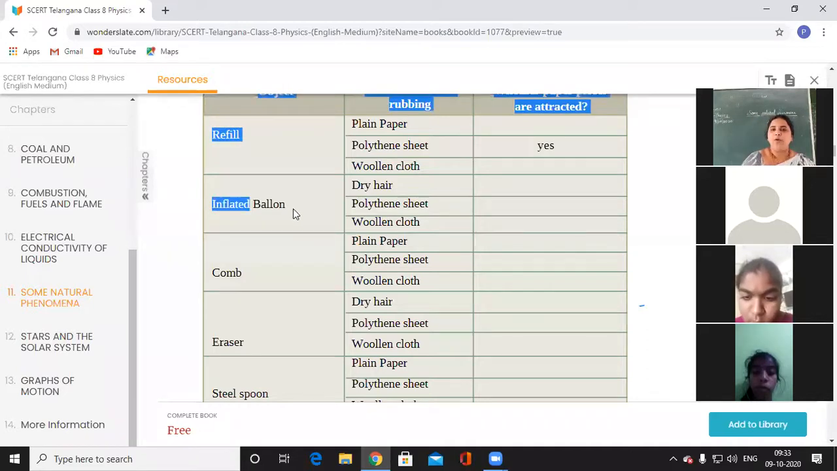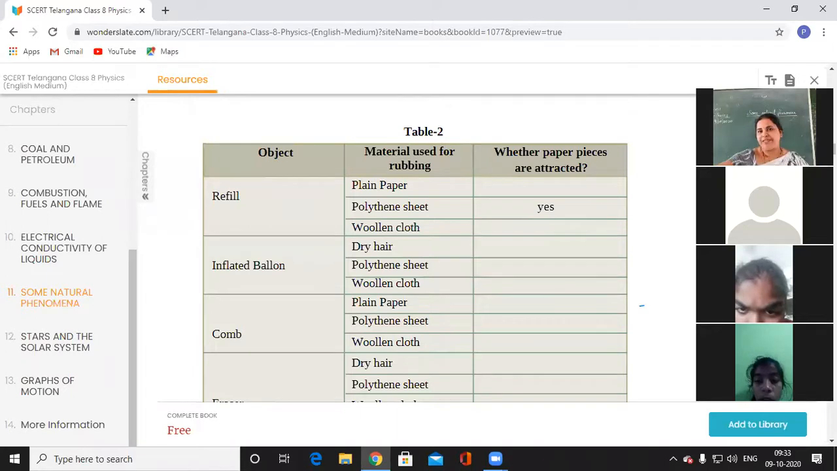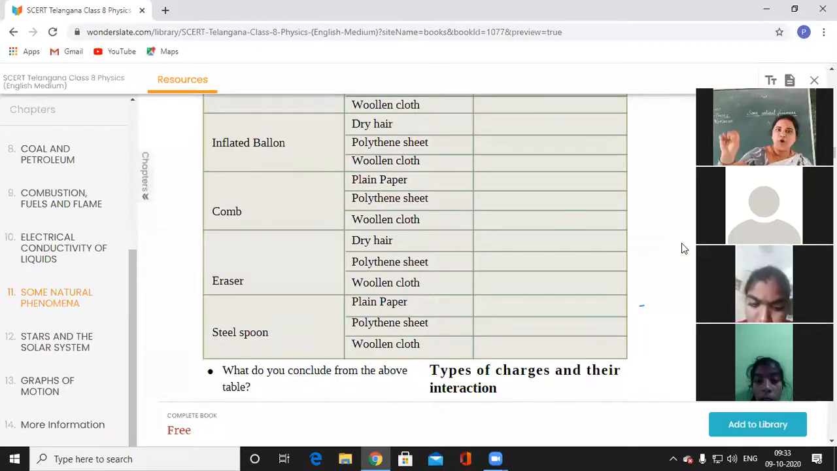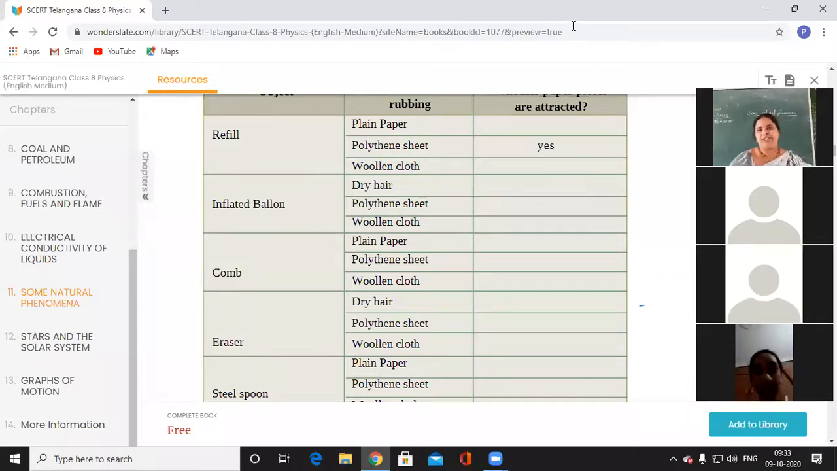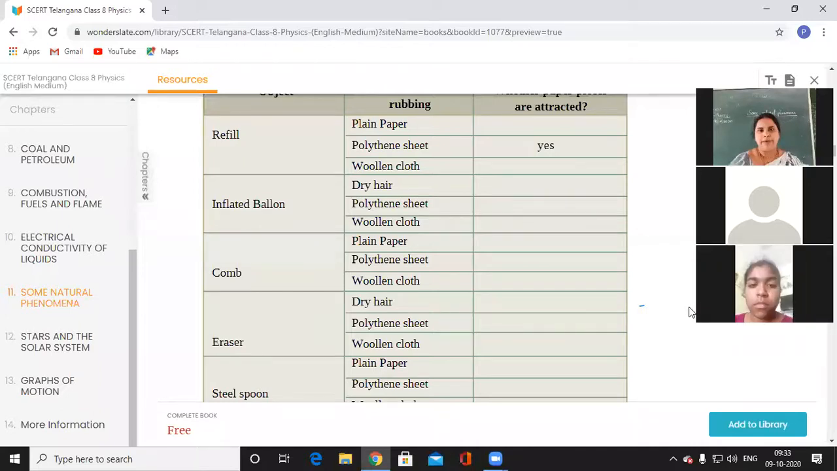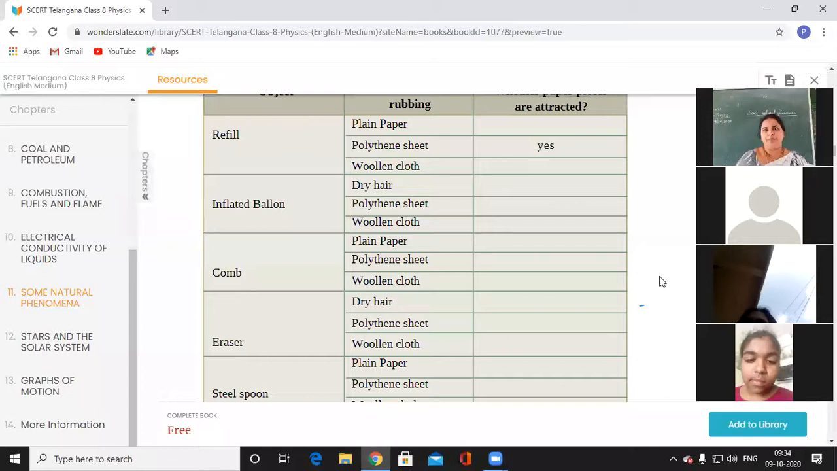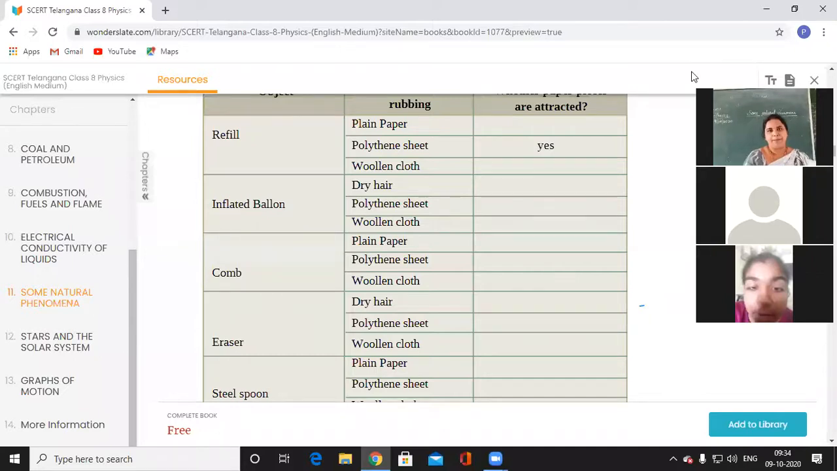Now, what is given? Rub the inflated balloon over your dry hair. Does it attract the pieces of paper or not? No, it does not attract. So the answer is no in the column. You have to write no. Next, after rubbing the inflated balloon with polythene sheet, does it attract pieces of paper or not? Yes, it attracts the pieces of paper. Next item is after rubbing the inflated balloon with woolen cloth. Does it attract the pieces of paper? What answer did you get? The answer is yes. It attracts the pieces of paper. I'll write again on the board. Okay. Now next, but you have to write before that.